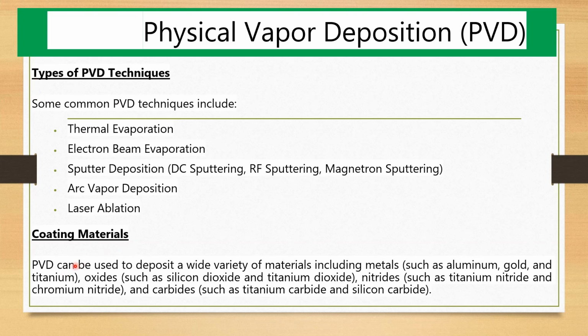Coating materials. PVD can be used to deposit a wide variety of materials, for example, metals such as aluminum, gold, and titanium, oxides such as silicon dioxide and titanium dioxide, nitrides, for example, titanium nitride and chromium nitride, and carbides, such as titanium carbide and silicon.